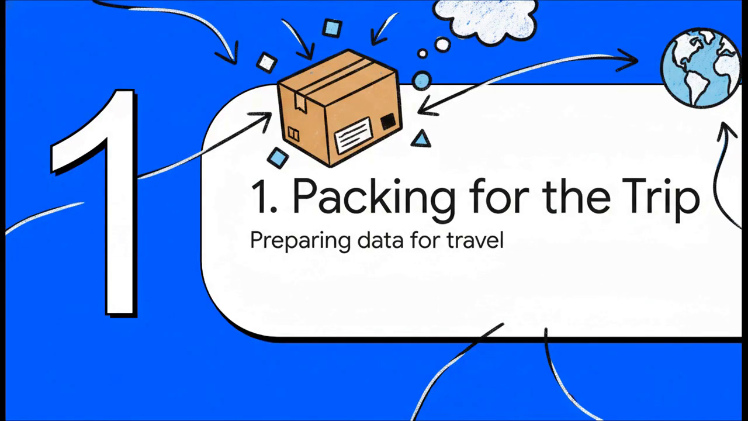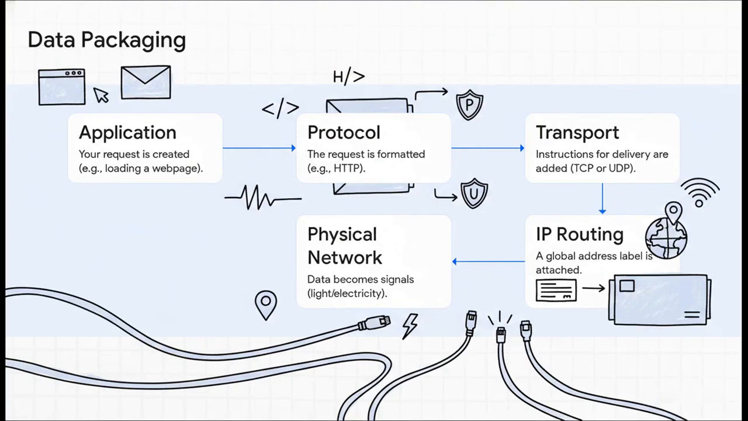All right, so before our data can go anywhere, it needs to get packed up and addressed correctly. This first part is all about prep work, getting your request ready for what's going to be a long and pretty complicated trip across the internet. Think of it exactly like sending a package through the mail. Your simple request, like, hey, show me this web page, gets wrapped up in a bunch of different layers.